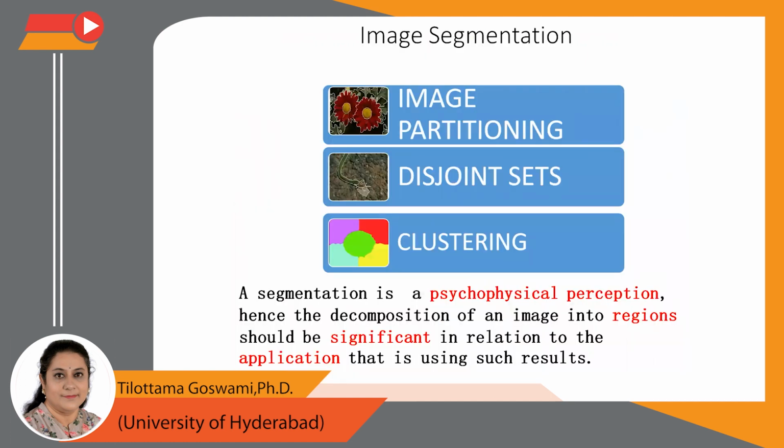Segmentation is psychophysical perception, hence the decomposition of an image into regions should be significant in relation to the application that is using such results. For example, if my application is video surveillance, then the significant regions would be humans and the objects from the scene. They become the regions of interest. So depending on the application, the segmentation becomes psychophysical perception, and the algorithm should be intelligent enough to decompose the image into the regions of interest.